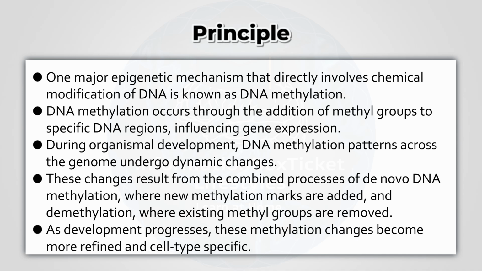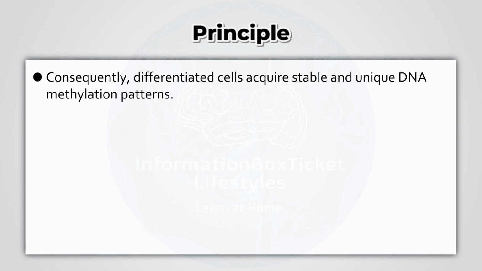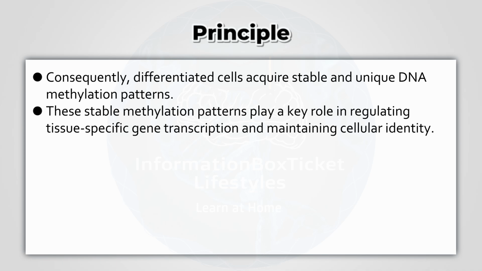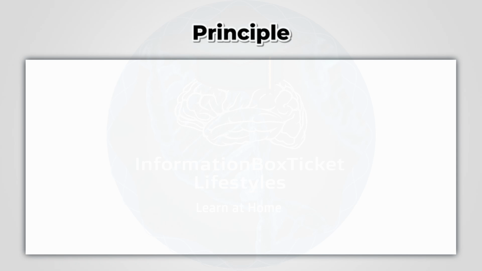As development progresses, these methylation changes become more refined and cell type specific. Consequently, differentiated cells acquire stable and unique DNA methylation patterns. These stable methylation patterns play a key role in regulating tissue-specific gene transcription and maintaining cellular identity.